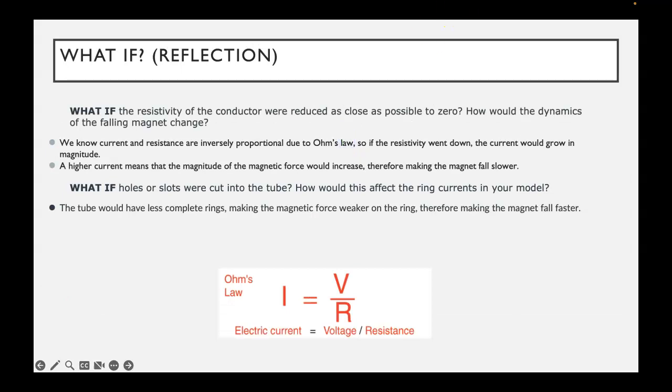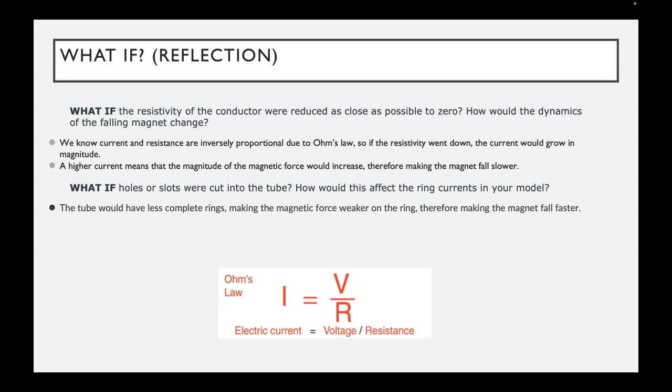Lastly, for a what-if reflection, for the first question, we know current and resistance are inversely proportional due to Ohm's law, and the formula can be seen below. So if the resistivity went down, the current would grow in magnitude. And a higher current means that the magnitude of the magnetic force would increase, which also makes the magnet fall slower.